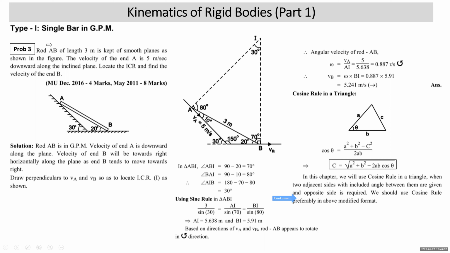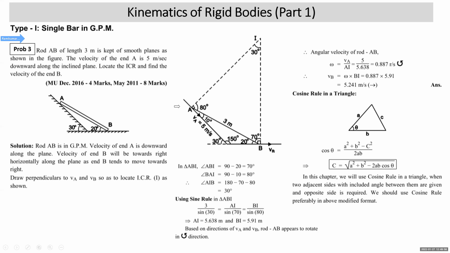Okay. I read the third sum of the type. Rod AB of length 3 meter is kept on the smooth plane as shown in the figure. Velocity of end A is 5 meter per second downward along the inclined plane. All right. Locate the ICR and find the velocity of end B.